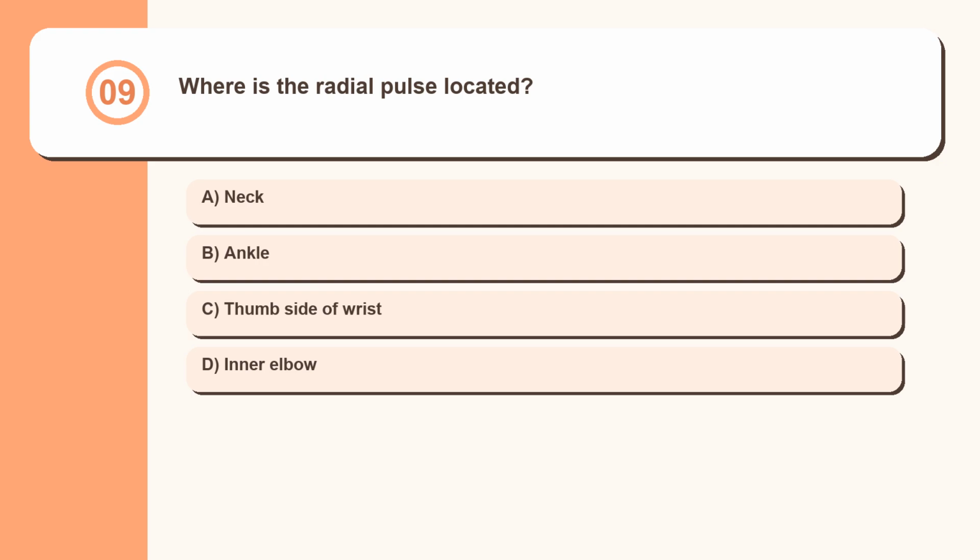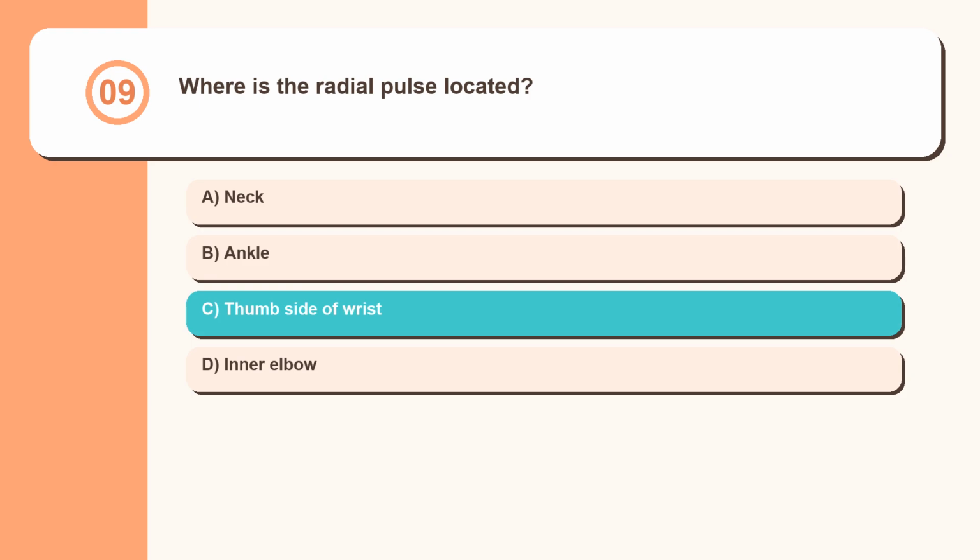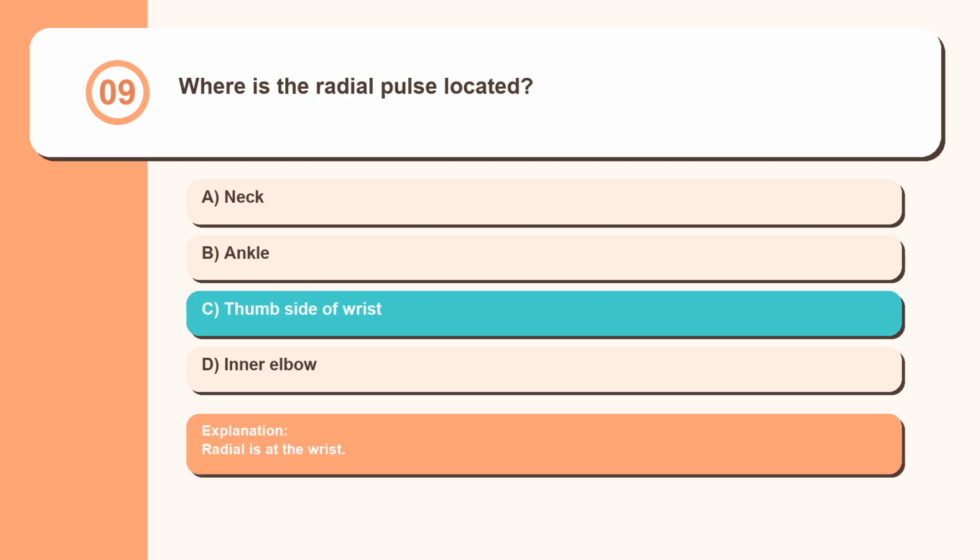Question 9. Where is the radial pulse located? Neck. Ankle. Thumb side of wrist. Inner elbow. Radial is at the wrist.